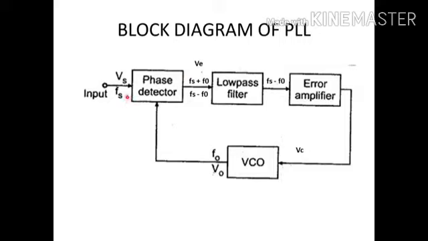Here, the input signal has a frequency Fs and a voltage of Vs. This is a signal which has to be tracked, right? So this signal is given as input to a phase detector. The other input to the phase detector is the output of a voltage controlled oscillator. The reason it is called a voltage controlled oscillator is that this VCO has a free running frequency of F0. The free running frequency is nothing but the initial frequency to which the VCO has been set, right?